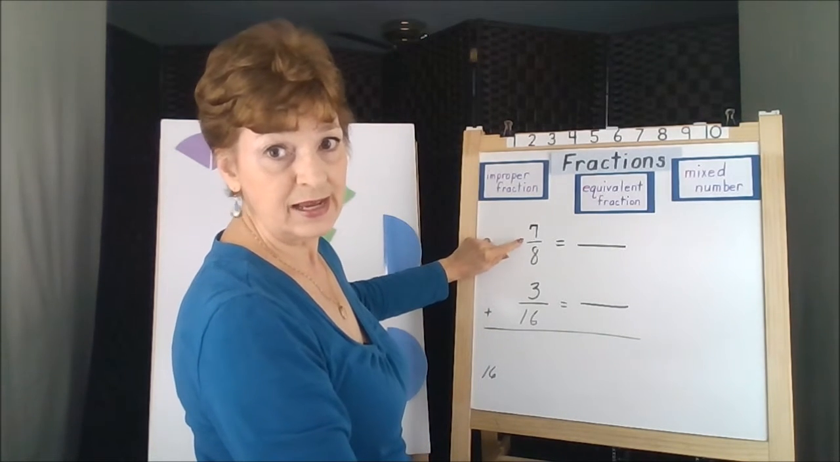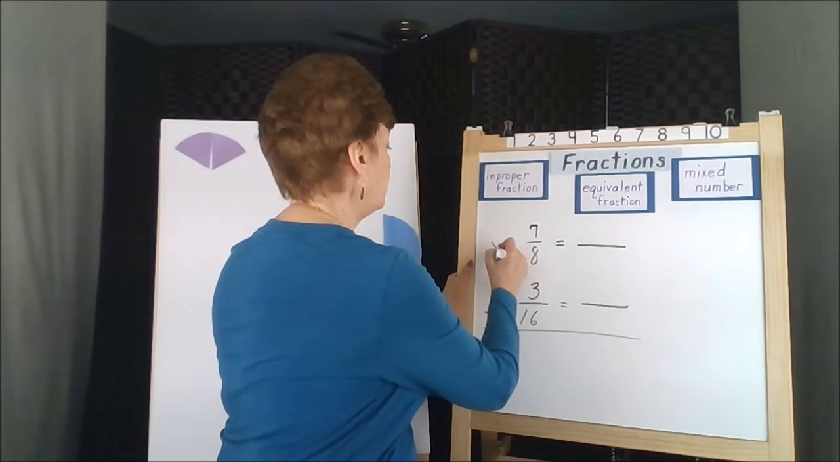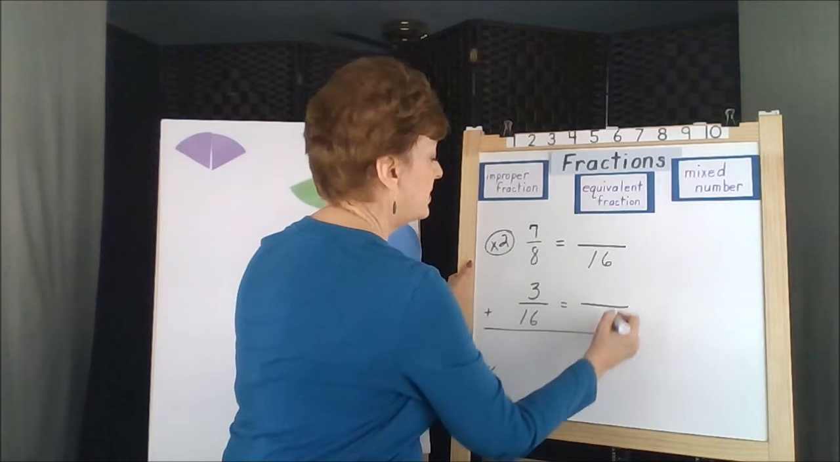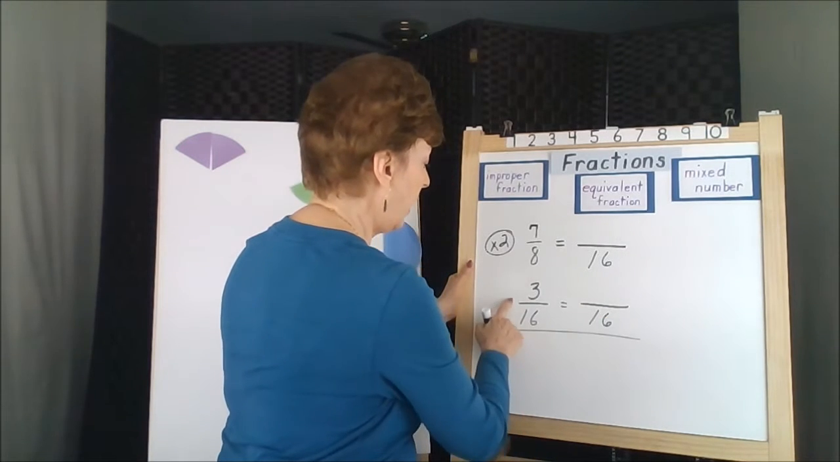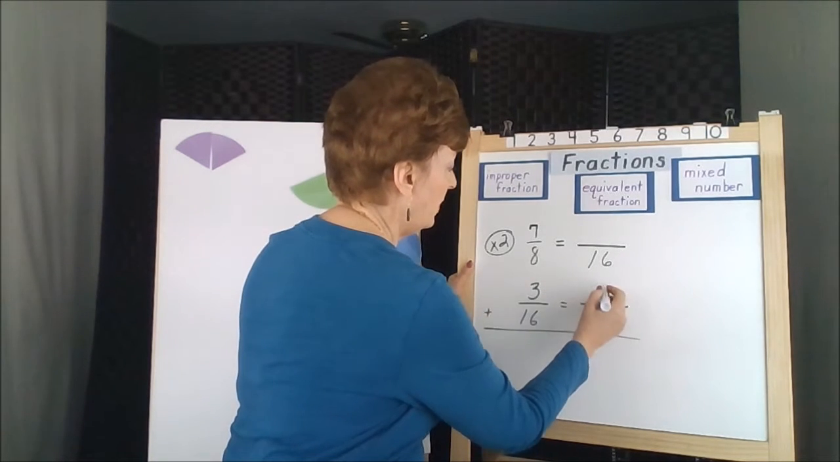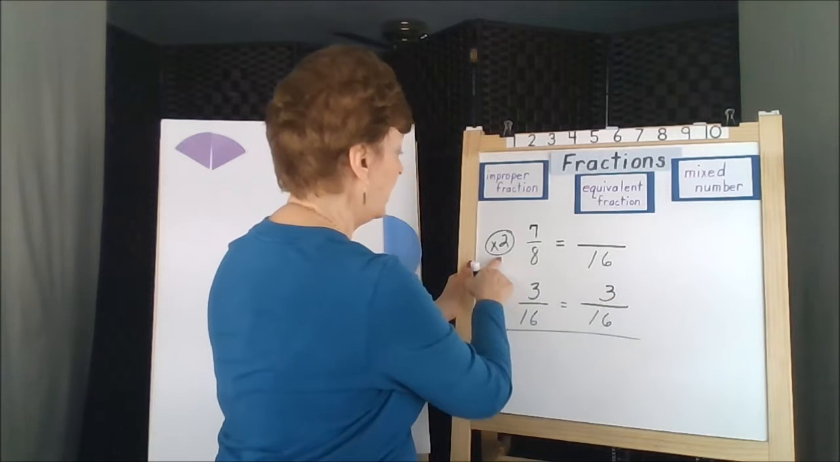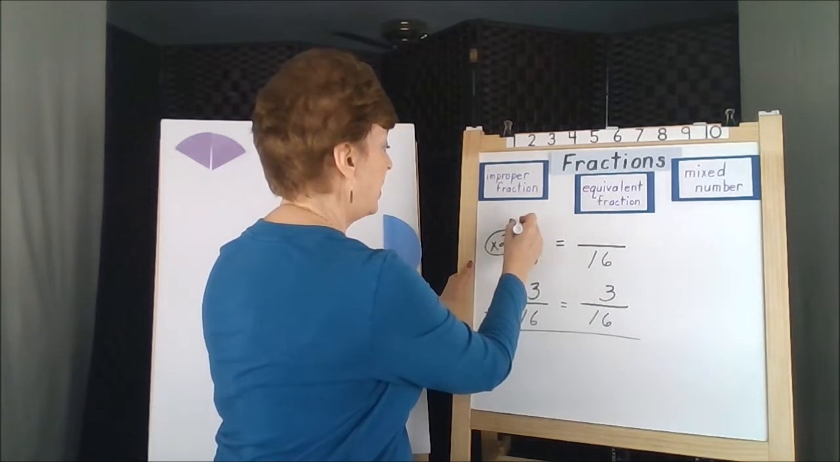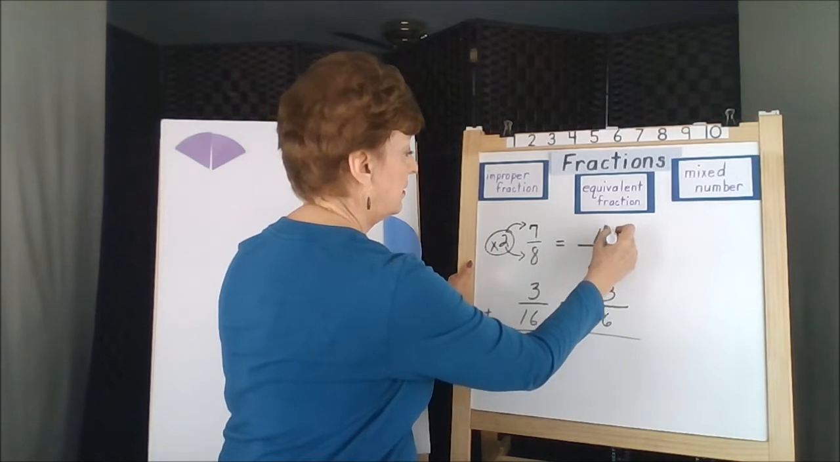Well, 2 times 8 is 16. So if we multiply this times 2, we'll get our common denominators of 16. This is a copy job. Just take 3 over. Calculation, 2 times 8 was 16, so 2 times 7 is 14.